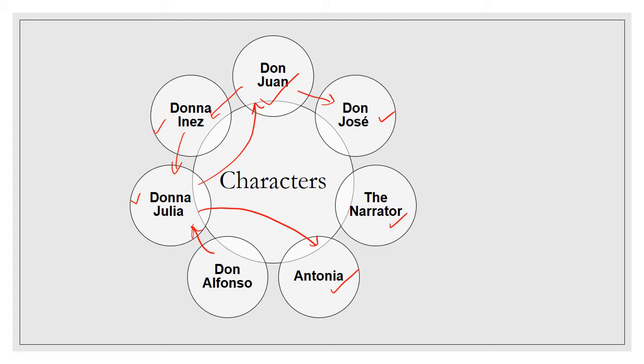Okay, so from the discussion, we have come to know about the characters. I think you have got an idea about the characters whom we see in the epic, particularly in canto 1. Let us go ahead to know more about the epic.